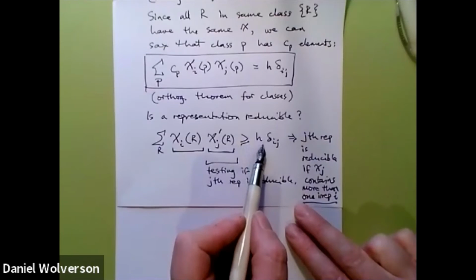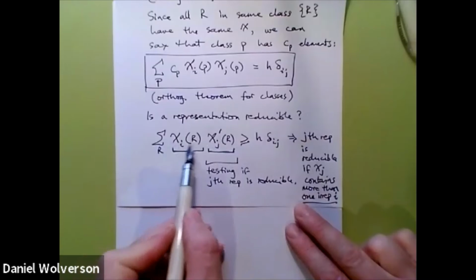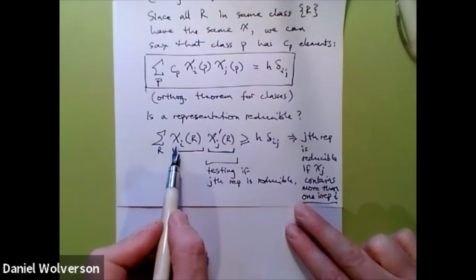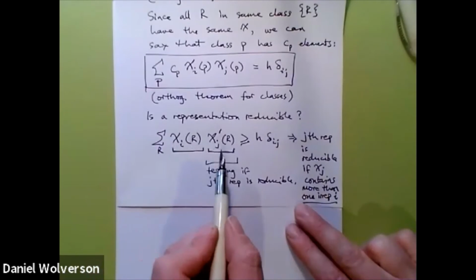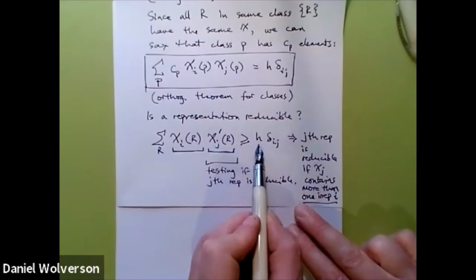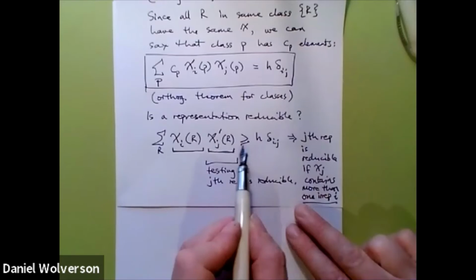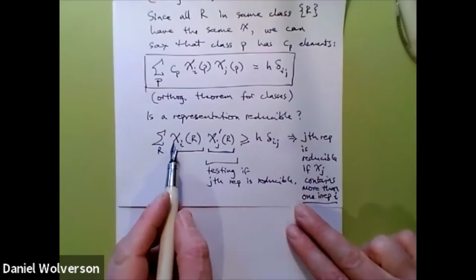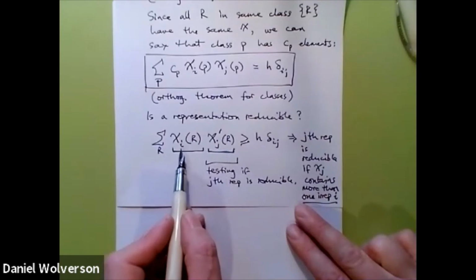If this product is non-zero, then my representation J contains irreducible representation I. That again, if this product is non-zero, then J contains I. And if I divide by H, I find the number of times that J contains I. If J is reducible, then it contains one and one only I.